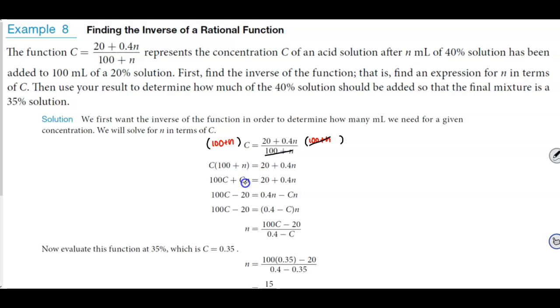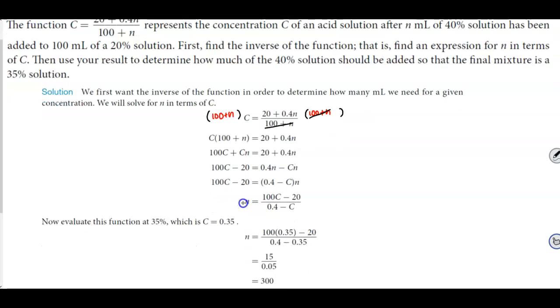So we want to get all the terms that have n on one side of the equation and everything else on the other side of the equation. Now it doesn't matter which side you isolate the n's on. In this example, they're isolating the n's on the right side of the equation. So we subtract Cn from both sides to get 0.4n - Cn. On the left side, it's 100C - 20.